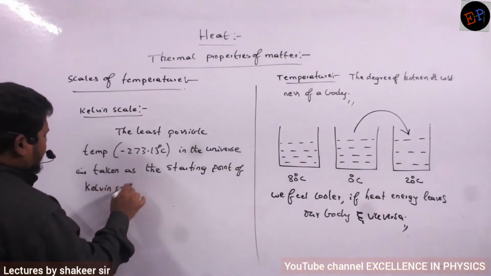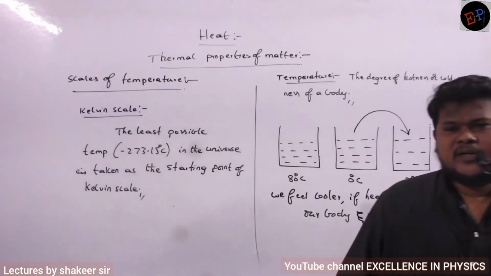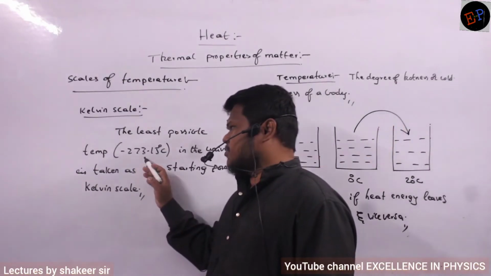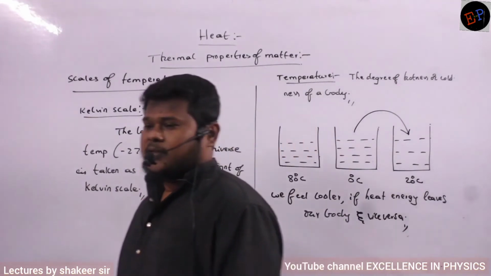Okay? Are you able to understand? So what is the least possible temperature in the universe? This is the least possible temperature. So less than this, temperatures don't exist. Are you able to understand?